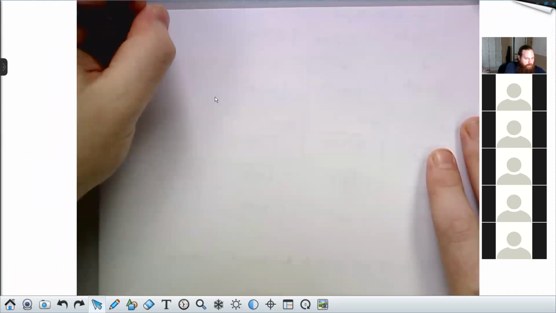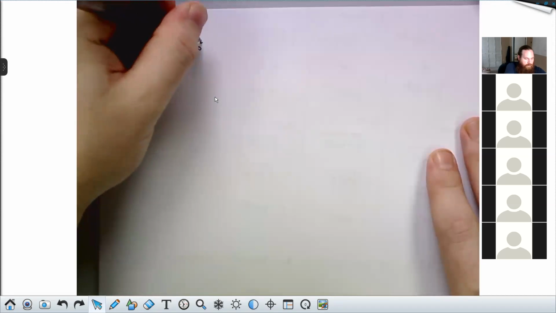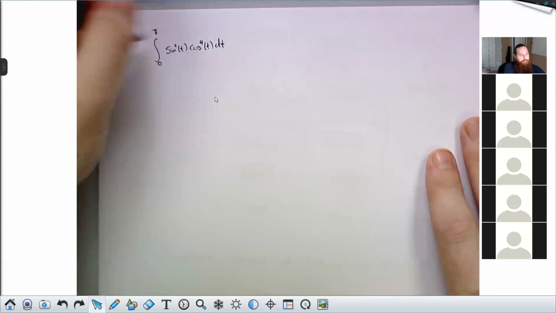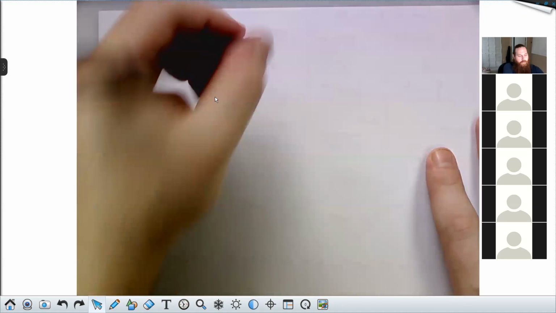So we want to integrate sine squared t times cosine to the 4th of t, dt, from 0 to pi. I'm going to ignore the constant. The constant changes. The trick here, since both of these powers are even, is to use half angles.